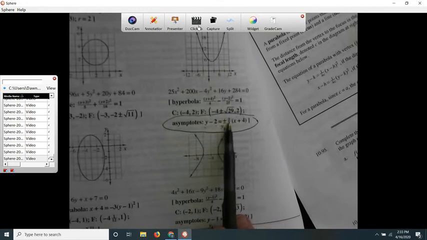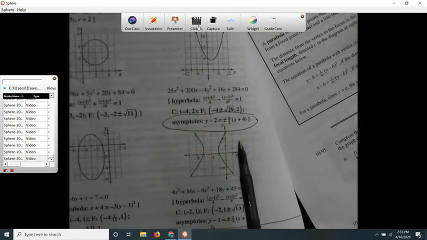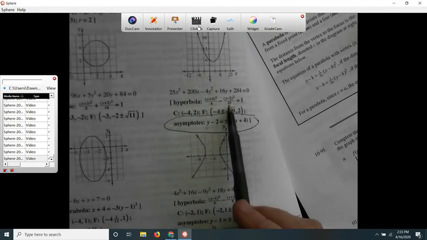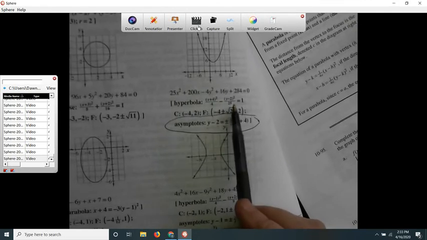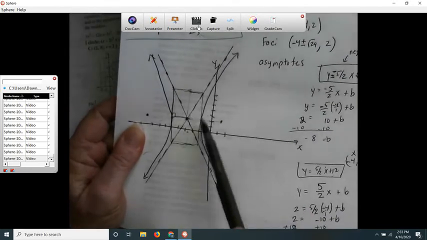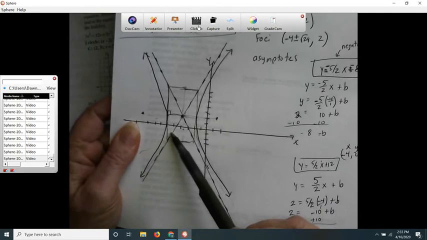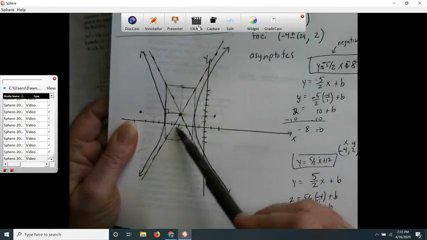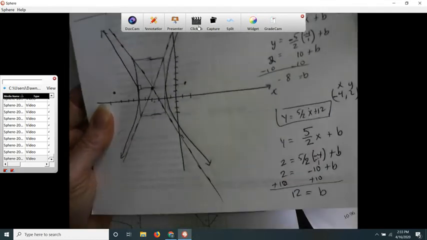Plus or minus 5/2. So the 5/2 comes from the square root of 25 is 5, and the square root of 4 is 2. So that's how we formed this box right here. And the asymptotes are going across the diagonal of the box. So that's what gives you your slope.